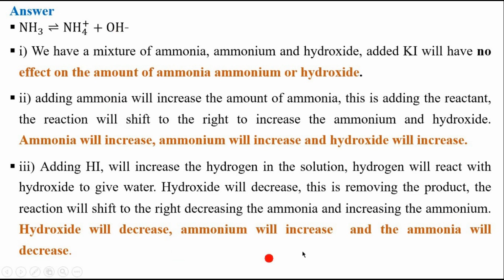Ammonium will increase because the hydroxide is being removed, and more formation of the product will take place. So after removing the product, there is more formation of the product. That means the ammonium will increase, and the ammonia will decrease because ammonia will be transforming into product.